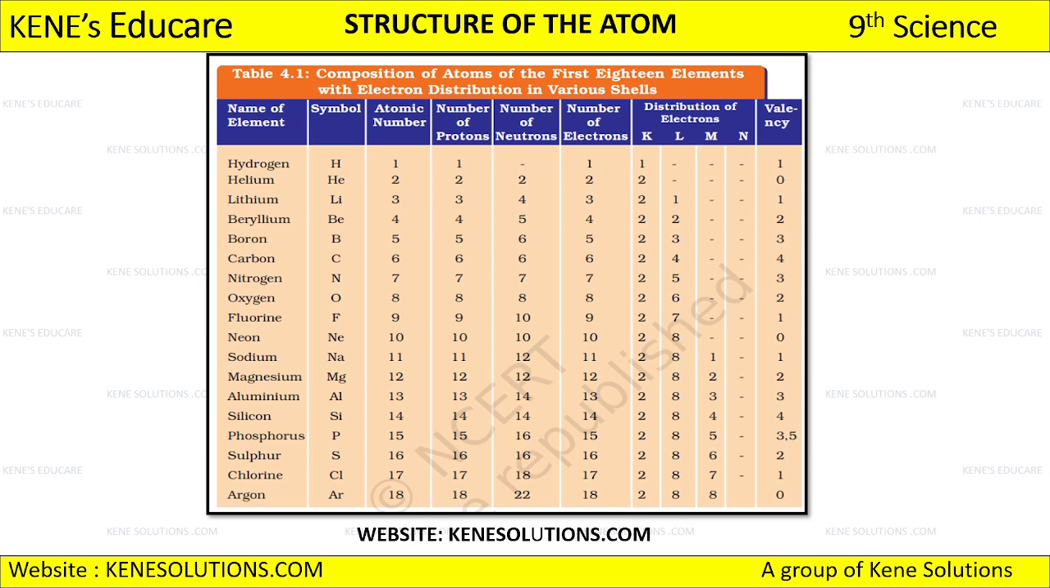So based on the value of n: for K, n is equal to 1. For L, n is equal to 2. For M, n is equal to 3. For N, n is equal to 4, right? Based on that, we have calculated using the formula 2n squared, and that is how we came to the conclusion that this many electrons can be accommodated in each shell. So we'll be discussing this valency in detail.